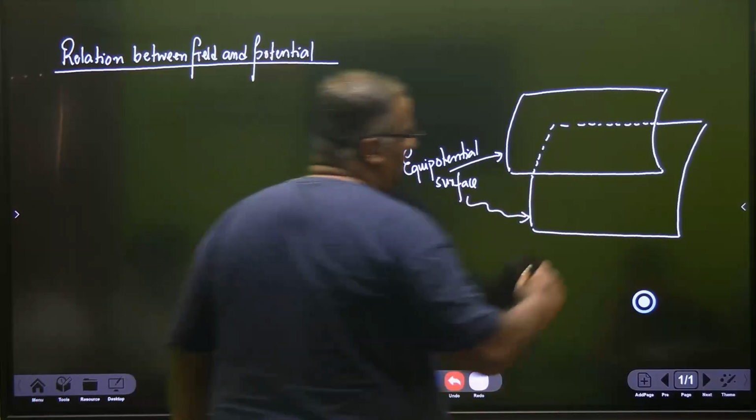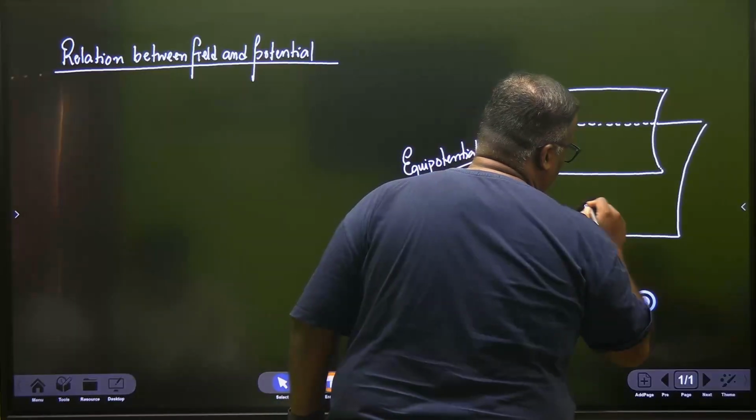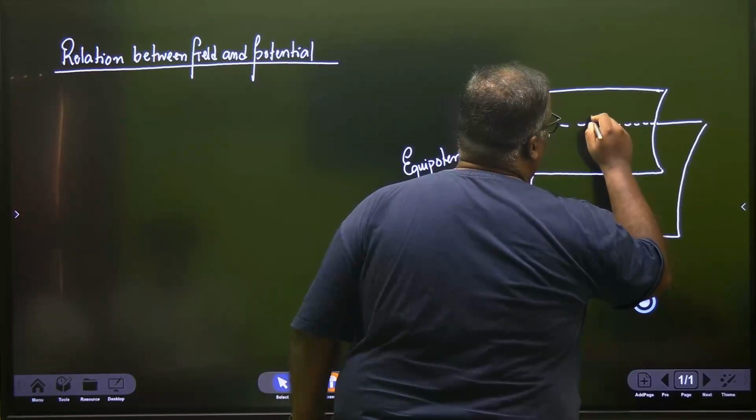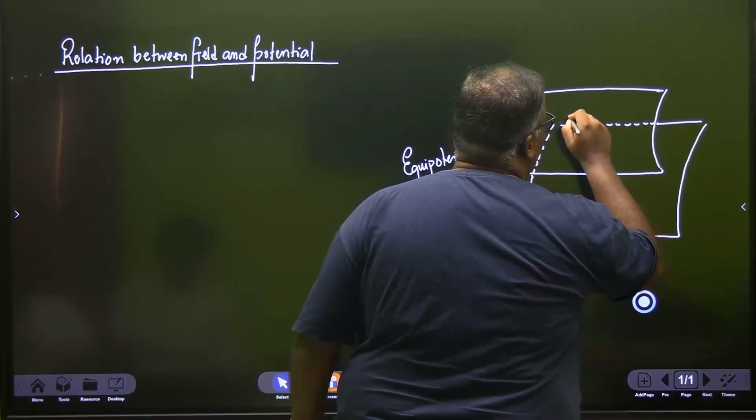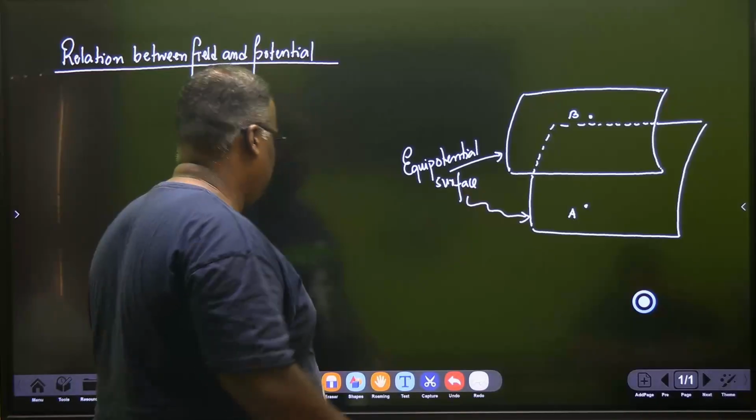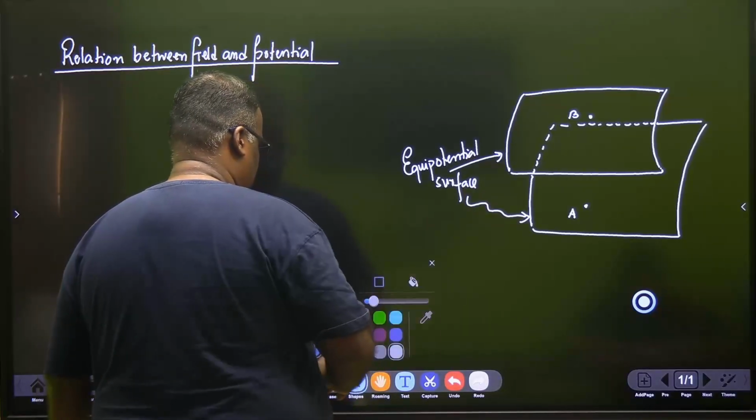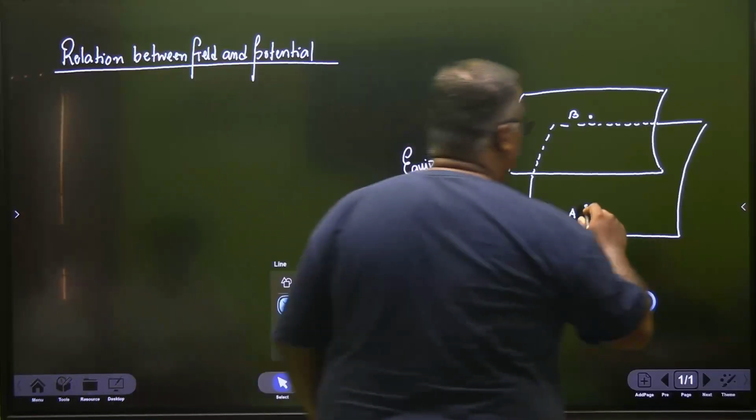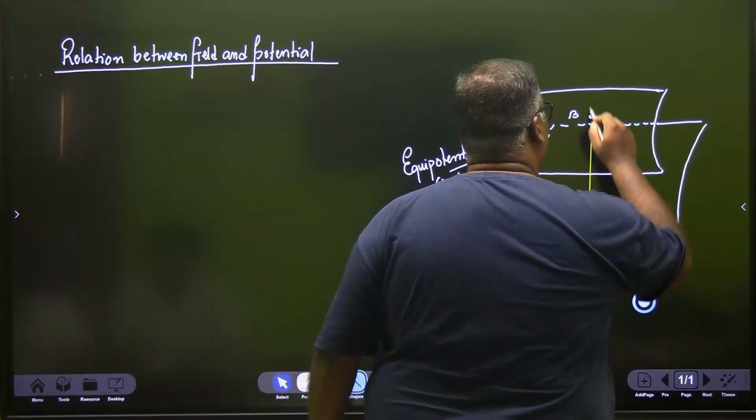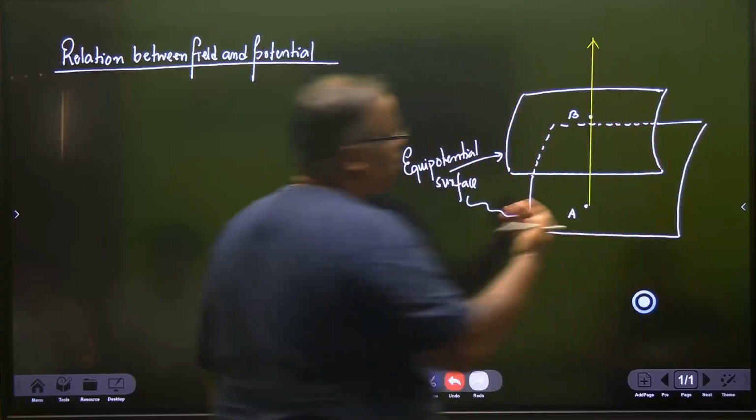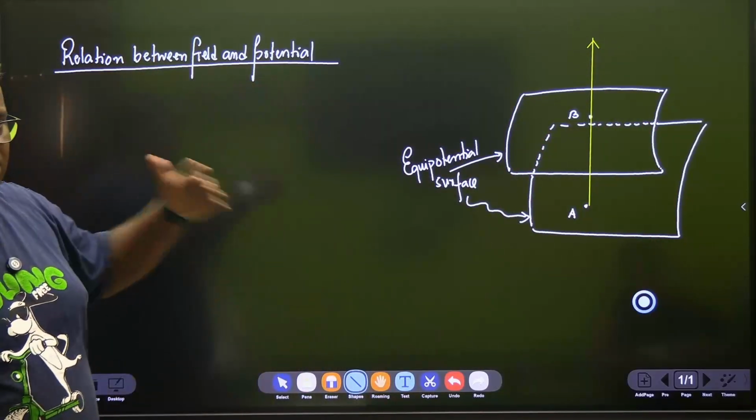So we take a point. Let's say we have a point A out here, and on the other one we have a point B. A is one point and B is one point, and there will be this electric field. So let's say the electric field is in this direction. Electric field is coming perpendicular to one surface, another surface.